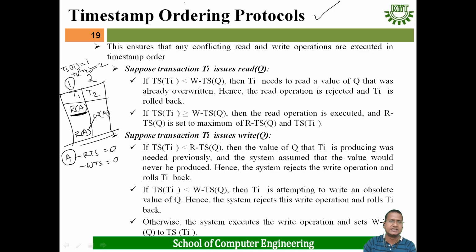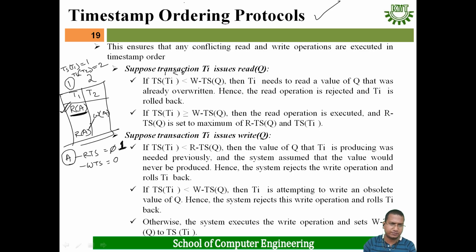But in this case, TS of Ti is equal to 1, and 1 is less than 0 is not true. That means this read operation will be performed. And when this read operation is performed, the read timestamp will be 1. Then TS of Ti is compared with the write timestamp of Q: is it equal or greater than TS of Ti?